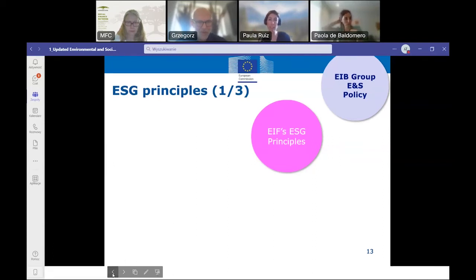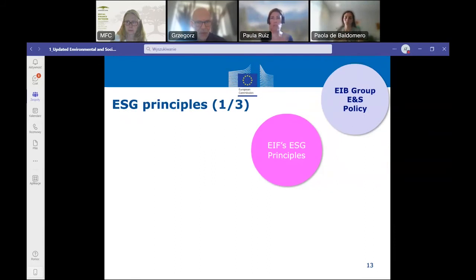So as Paula has explained, this EIB Group environmental and social policy recalls the environmental and social objectives and principles embedded in EU treaties, in the fundamental rights, in the EU Charter of Fundamental Rights, and related policies, international agreements, and so on. And on that basis, it sets out our vision as a group on the importance of taking a balanced view of the climate, environmental, and social part with the economic dimension of sustainable and inclusive finance, in a sense.